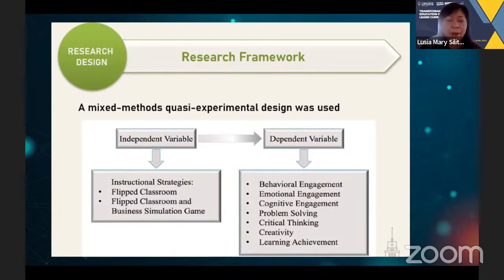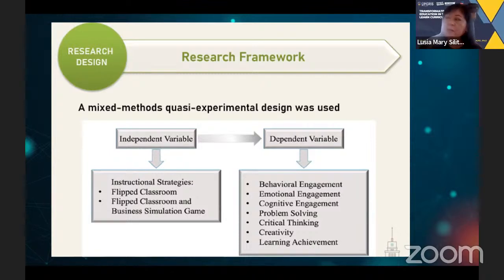And the dependent variable we would like to see as the outcome is engagement. Engagement consists of behavioral engagement, emotional engagement, and cognitive engagement. I know one of my students focuses on cognitive engagement. But in this case, I'm going to see the result of all the indicators of engagement: behavioral, emotional, and cognitive. And then higher order thinking consists of problem solving, critical thinking, and creativity.